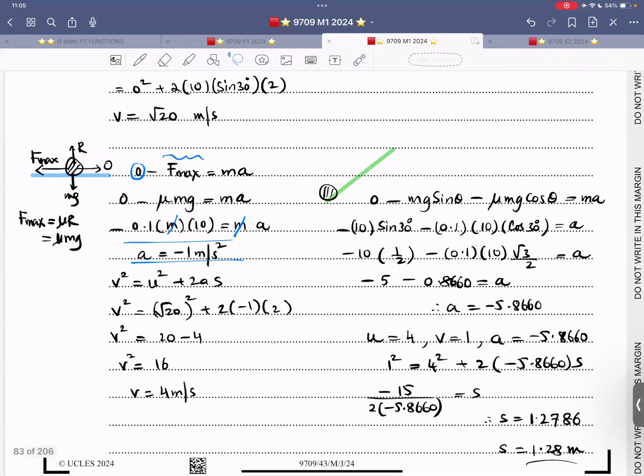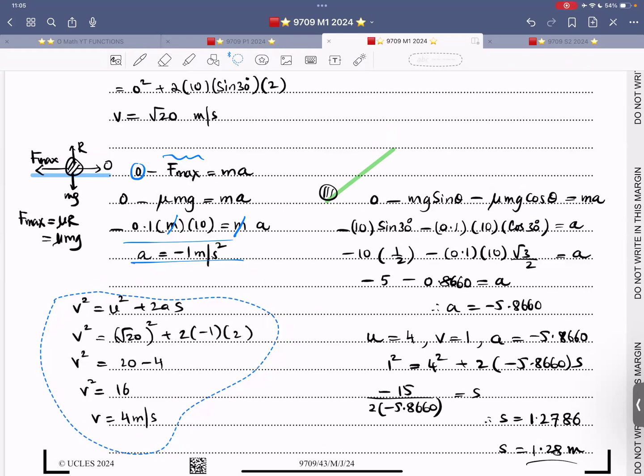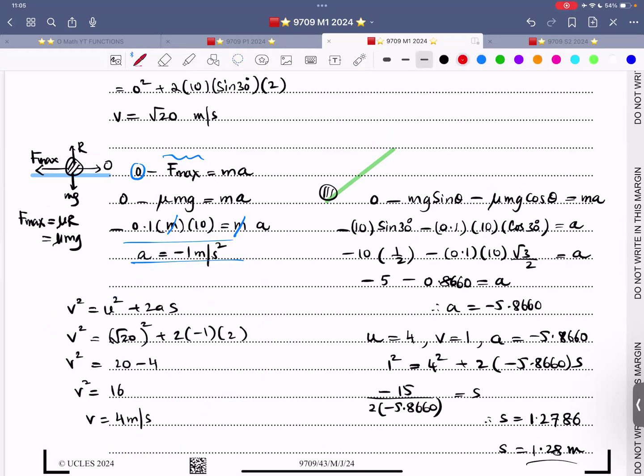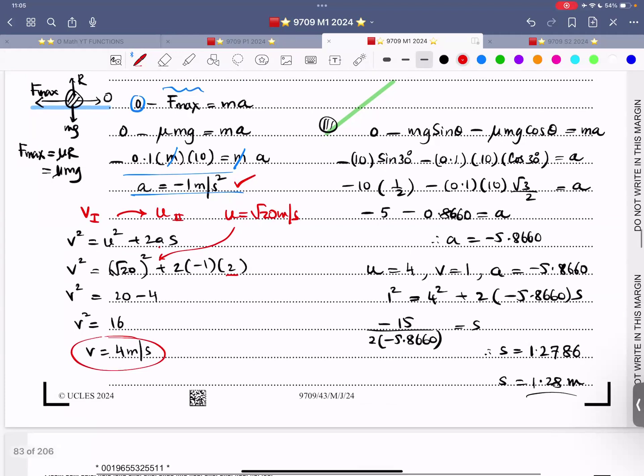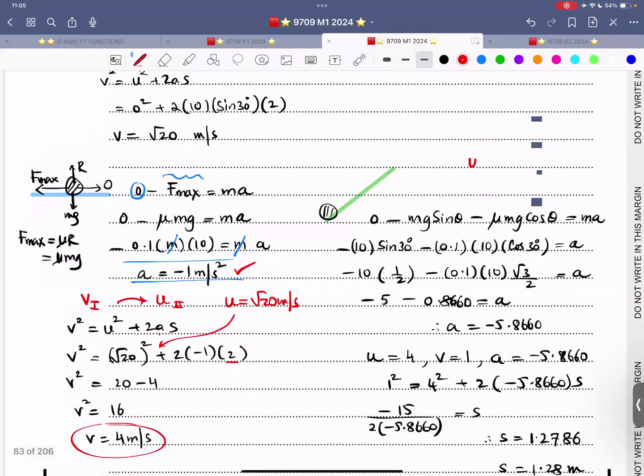Now, the previous final velocity becomes the initial velocity. So the V from stage 1 now becomes U of stage 2. Therefore, U is root 20 meter per second. So we plug in U, we plug in the acceleration which we found, distance is 2 meters. V comes out to be 4 meter per second. Now in the last stage, the V from that part will now become U. So U is 4 meter per second, and it will go up till its velocity drops to 1 meter per second.